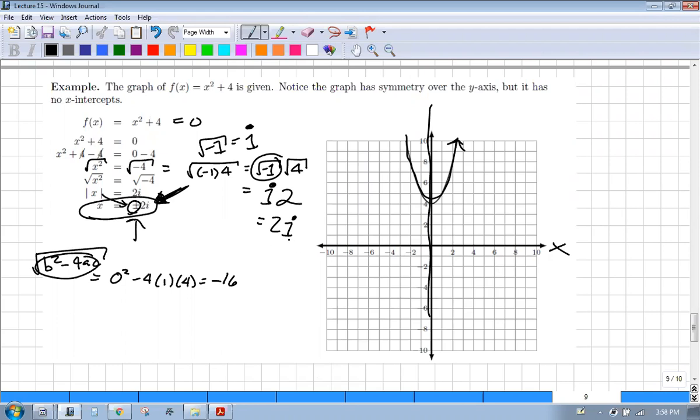Yeah. If you get an i in there, that means it's either up here or it's down here. It means it's not crossing the x-axis. There are no x-intercepts. That makes a lot of sense.